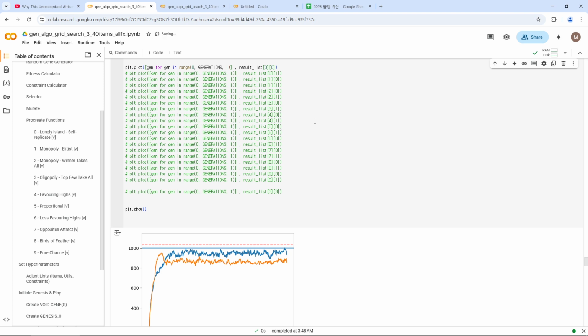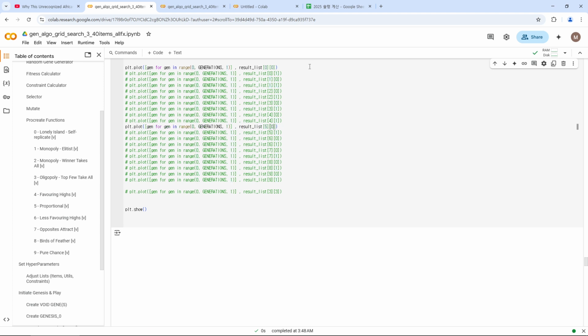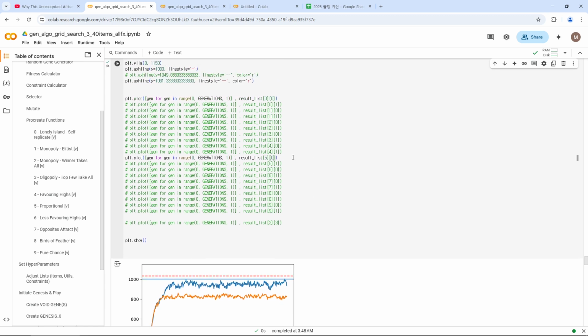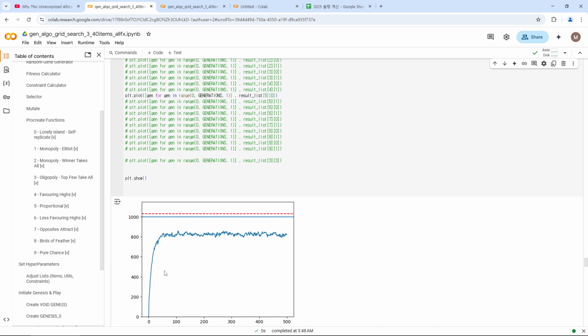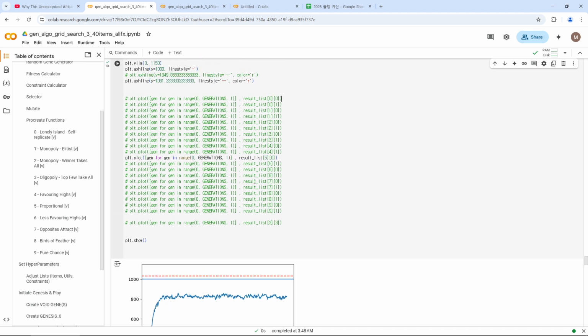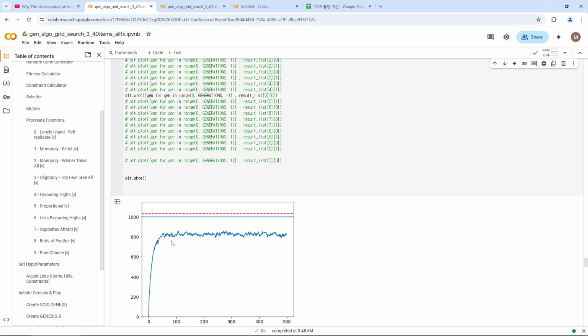And then the sixth one is the proportional procreate function, and we see that there is no dip, but the average of the summed utility values for the top 30 entities doesn't go as high, so that's a shame. Same for the second one. And less favoring highs, we can try that. We do see a peak, but we see a dip too.